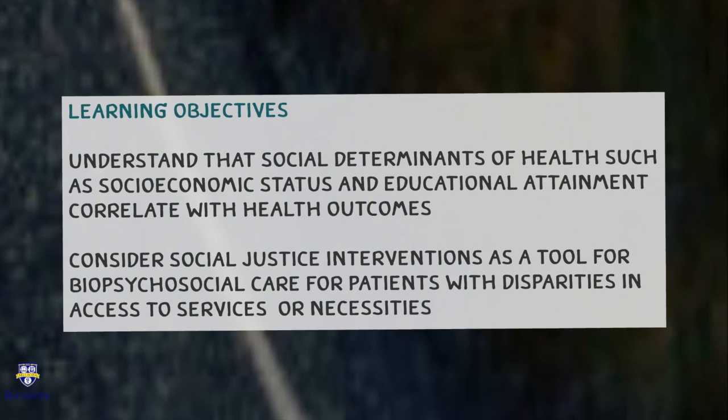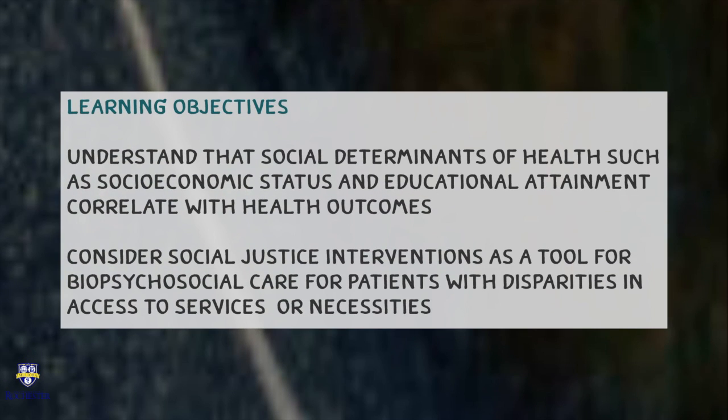As always, I have learning objectives for you today. By the end of this video, you should understand that social determinants of health, such as socioeconomic status and educational attainment, correlate with health outcomes. You should also consider social justice interventions as a tool for biopsychosocial care for patients with disparities in access to services or necessities.